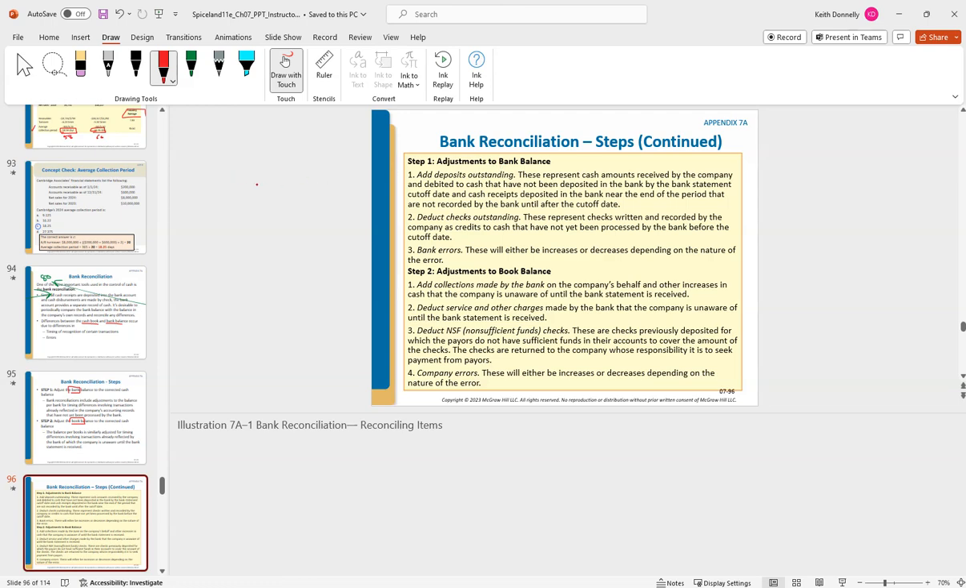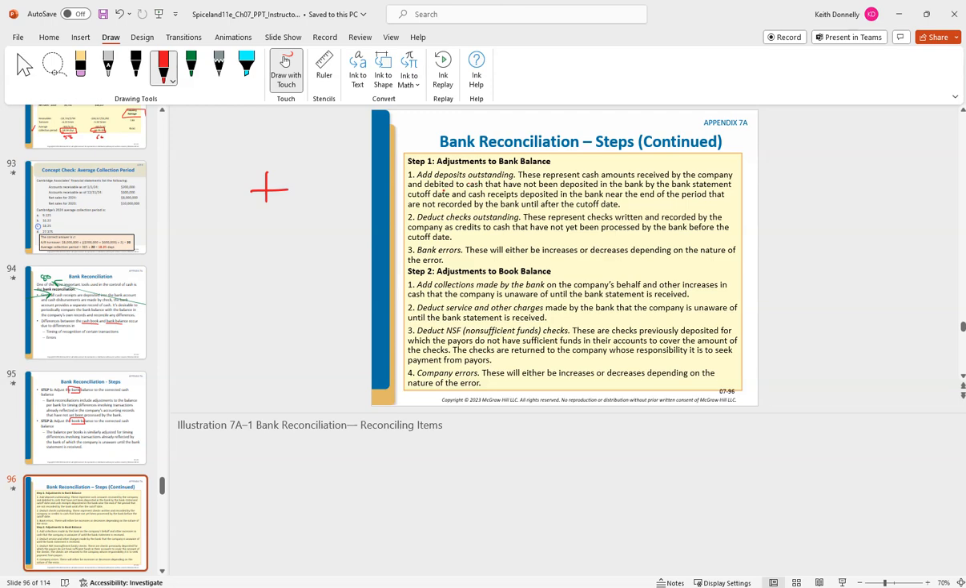So you're going to essentially add to that deposits outstanding. What are these? These represent cash amounts received by the company and debited to cash that have not been deposited in the bank by the bank statement cutoff date, and cash receipts deposited in the bank near the end of the period that are not recorded by the bank until after the cutoff date. So what does this mean?